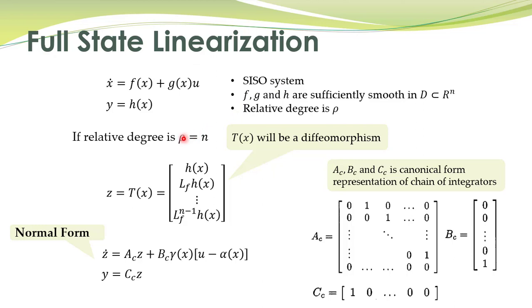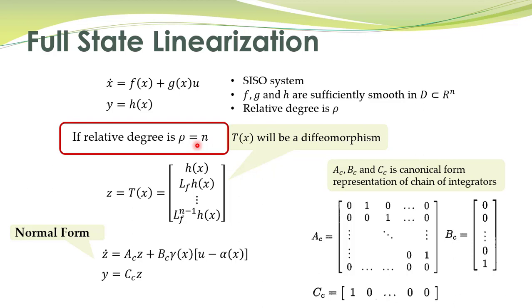learned that if relative degree comes out to be equal to n, which is the dimensions of the state vector, then this state transformation will transform this system into this particular form, which is called normal form. And once we have this normal form, we can devise a control strategy to linearize this nonlinear system, that is to obtain an exact linearization of this particular nonlinear system. This is the case when a relative degree is equal to n.